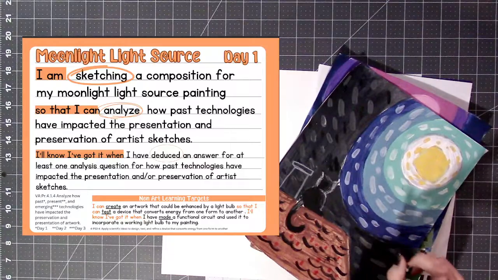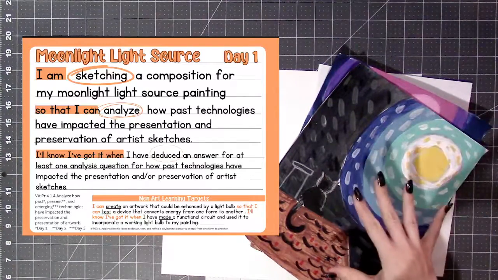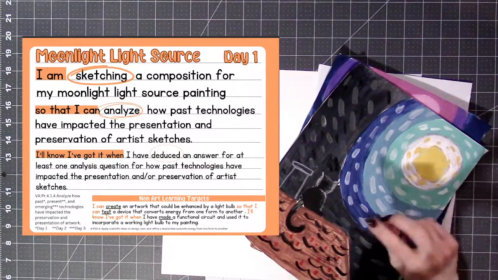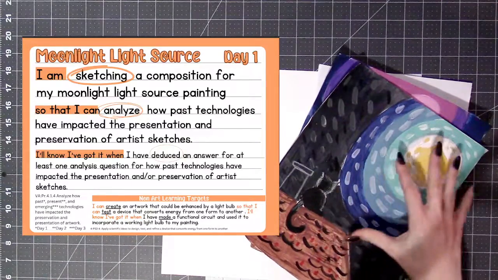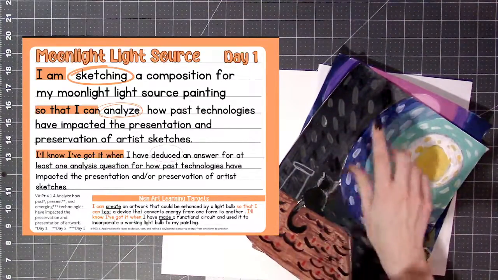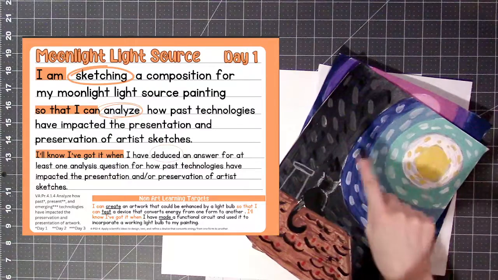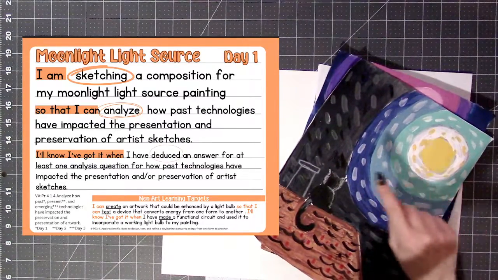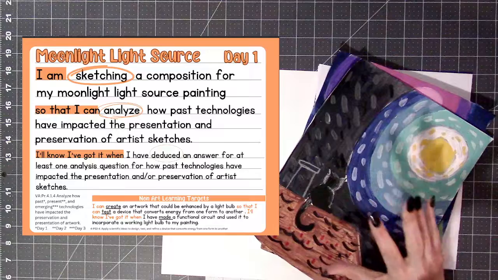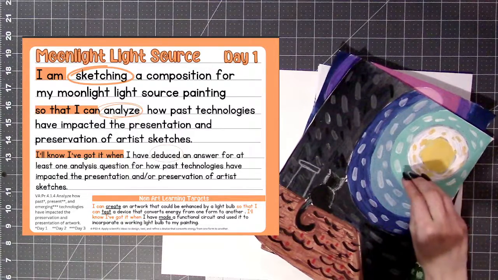This is called Moonlight Light Source. Today is all about sketching. So I am sketching a composition for my Moonlight Light Source painting. So you're going to draw what you'll be painting next time so that I can analyze how past technologies have impacted the presentation and preservation of artist sketches.